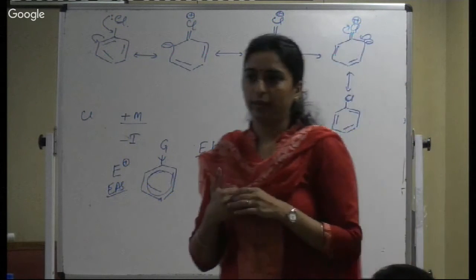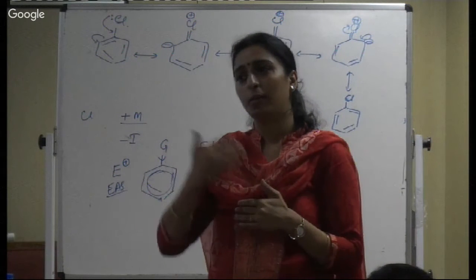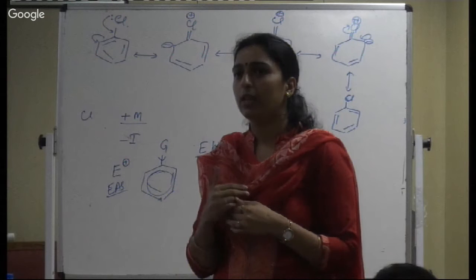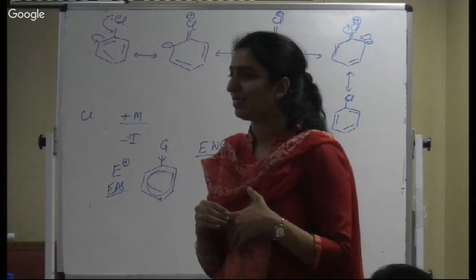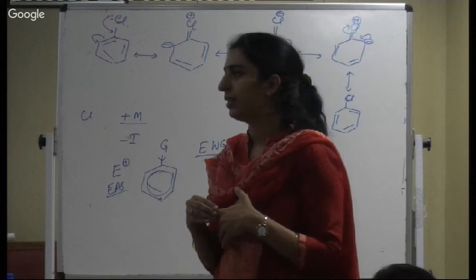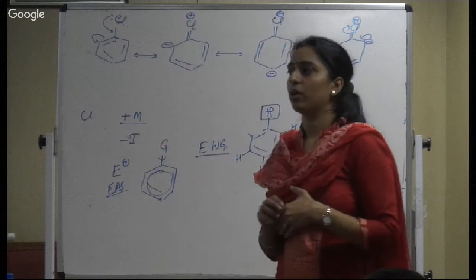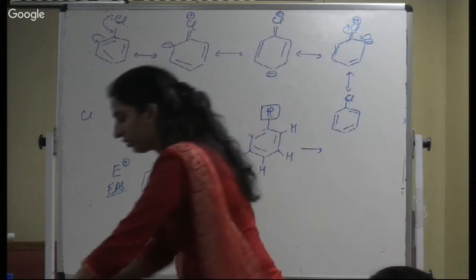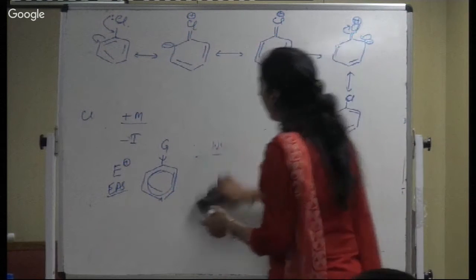Now suppose it is withdrawing. If it is withdrawing, then it will withdraw from ortho and para positions. That means the electrophile will not come easily. The rate of the reaction would be slower. The ring is deactivated. It has deactivated the ring.